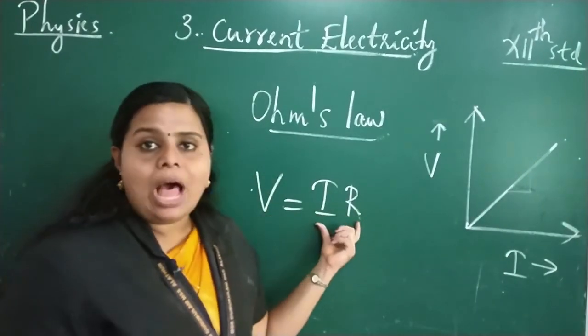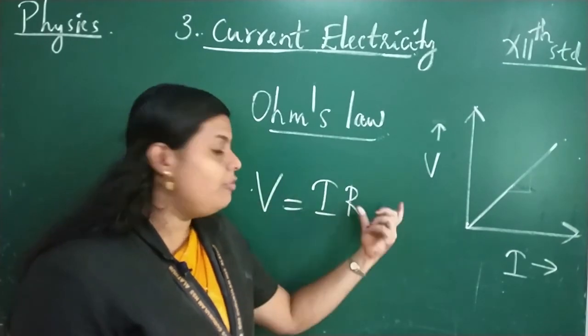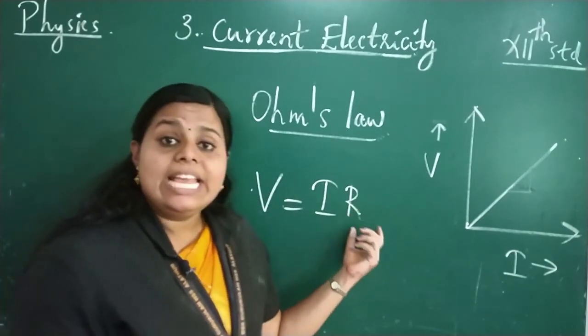Yes, V is equal to IR means that it is the equation of a straight line. It is similar to the equation of a straight line.